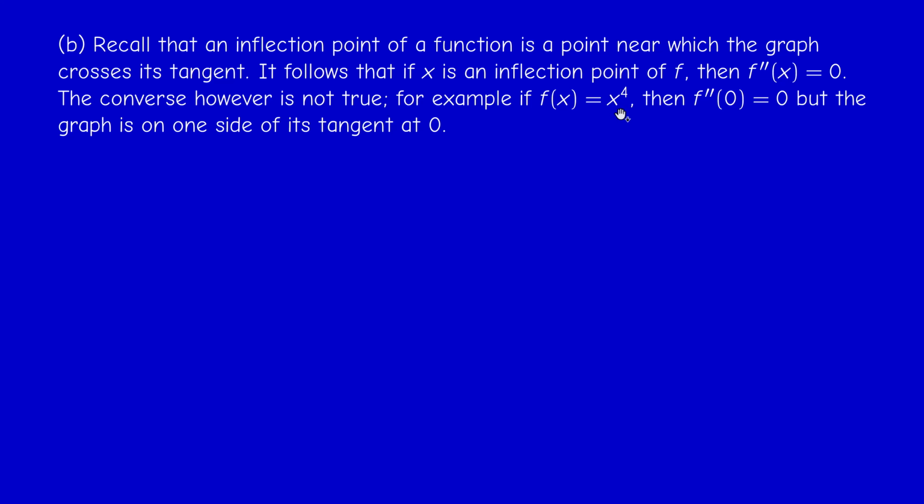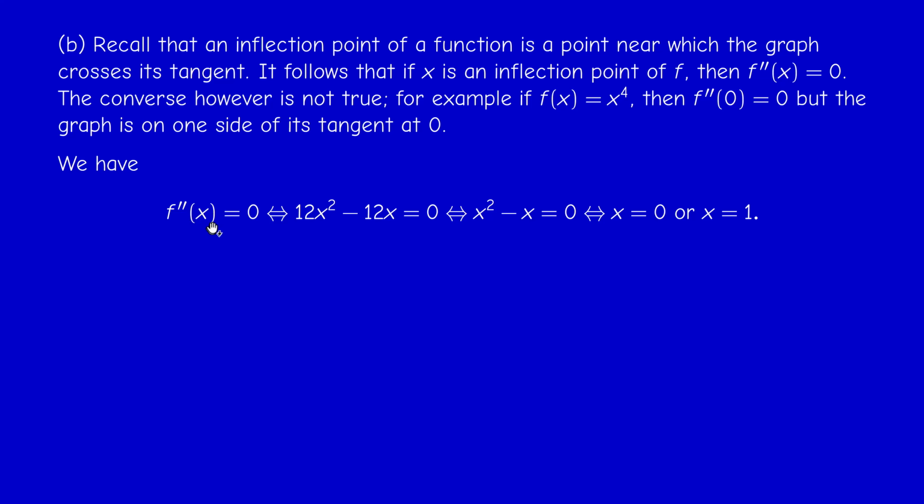Because if you take f of x equal x^4, the second derivative at 0 is 0, but 0 is not an inflection point because the graph of x^4 is just above the tangent, okay? So if you want to find the inflection points, you have to find them among the zeros of f double prime. Here, we already computed f double prime. So when you solve the equation f double prime equals 0, we get x squared minus x equals 0. So x equals 0 or x equals 1, because I can factor by x here. So it's x minus 1.